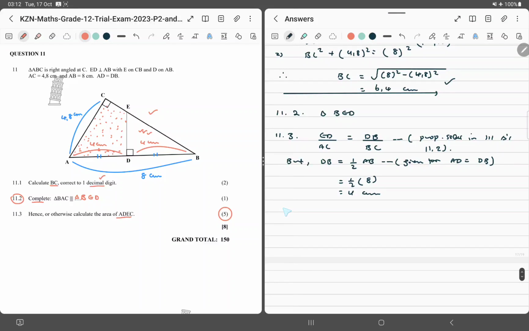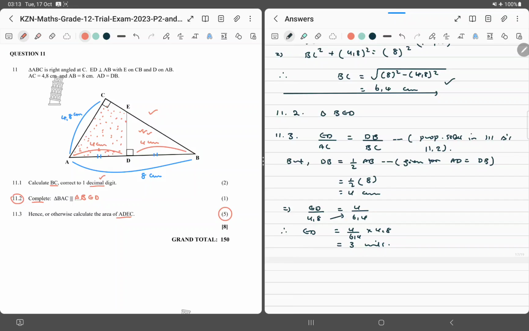We can say now safely, this implies that ED, which is what we want, over AC, which is 4,8, is equal to DB, which is basically 4, over BC, which we calculated as 6,4. Then we just simply cross multiply, therefore ED is going to be 4 over 6,4 times 4,8. That was a bit of work, guys, but it's not too bad. So 4 divided by 6,4 times 4,8 gives us 3 units.